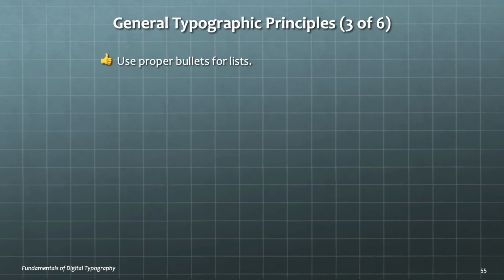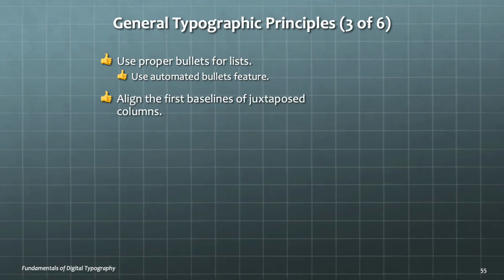Use some kind of bullet when listing items, not hyphens. Font files usually include a lot of choices for stylized bullets. You can see examples of stylized bullets on most slides of this course. Use the automated bullets or lists feature when possible. This promotes consistent spacing and alignment and better formatting control.